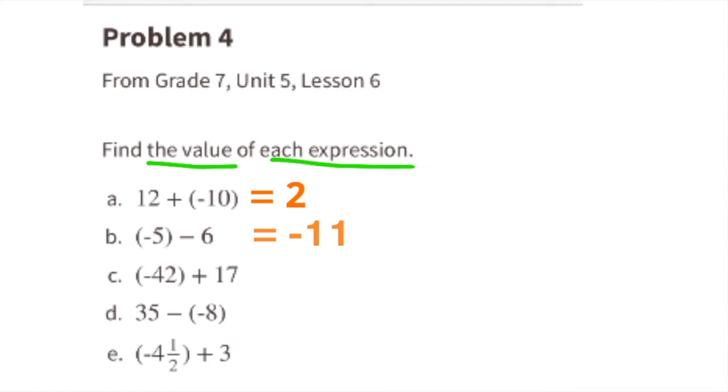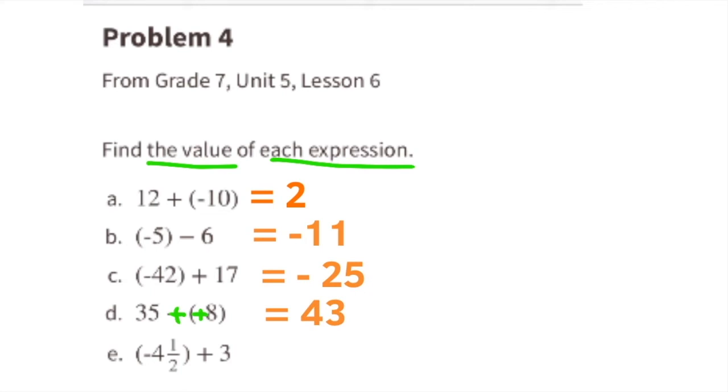C. -42 plus 17. That's kind of like 17 minus 42. There's more negatives than there are positives, so the answer is going to be a negative, and the difference is 25. So -42 plus 17 equals -25. D. 35 minus -8. I like to look at this as 35 and the opposite of -8. And the opposite of -8 is +8. So this has the value of 35 plus 8. And 35 plus 8 is 43.